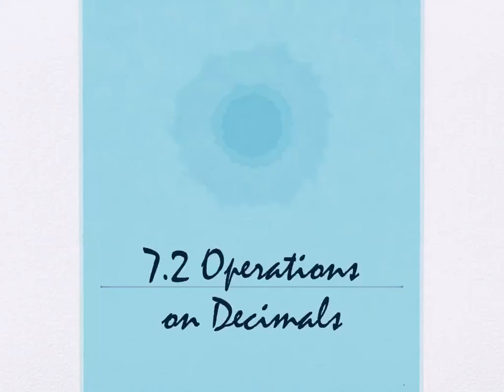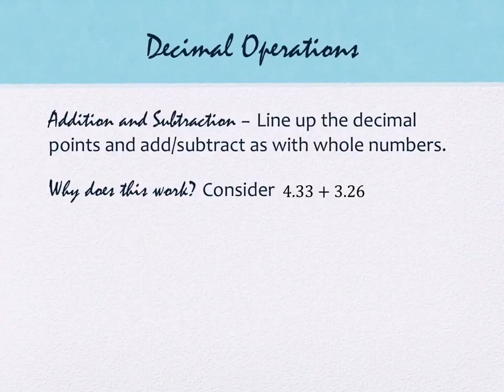Right, today we're going to take a look at section 7.2, operations on decimals. Specifically, operations, we're talking about your four-function calculator operations, right? So like addition, subtraction, multiplication, division kind of stuff. That's what we're going to be looking at today.